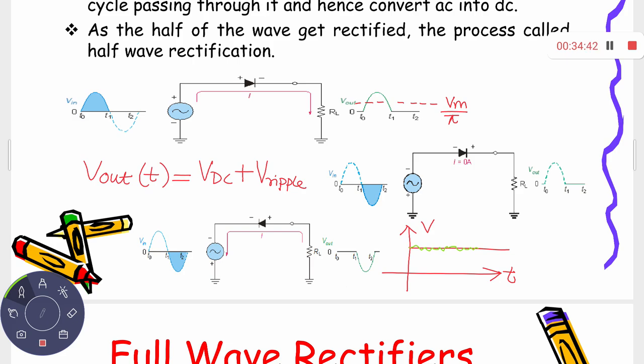Sir, why are we not getting the absolute value? Ultimately, whenever you allow this to flow through some resistor, some power loss will be there. That power loss is nothing but an I square R loss. That is obviously an I square R loss.